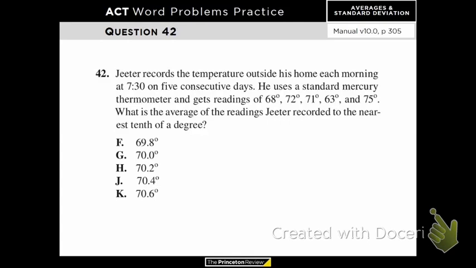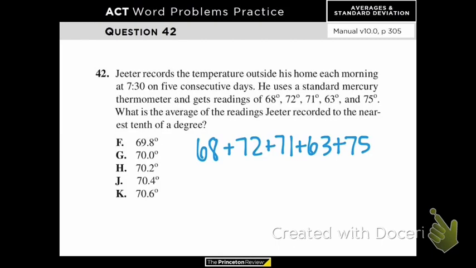42. Jeter records the temperature outside his home each morning at 7:30 on 5 consecutive days. He uses a standard mercury thermometer and gets readings of, and then there are 5 readings. What is the average of the readings? Again, just adding these and dividing by the number that there are. There are 5 total, so divide by 5. You should get 69.8 degrees.